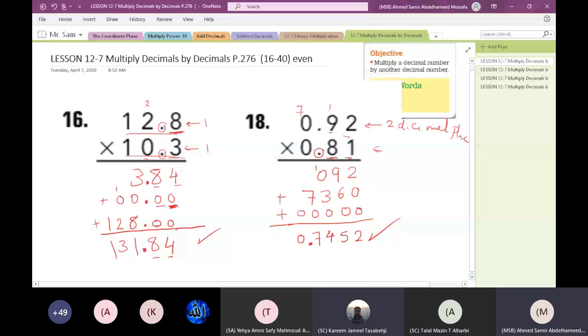How many digits after the decimal point here? Two digits. Two and two. So we add them together and we put the decimal point after the four digits.